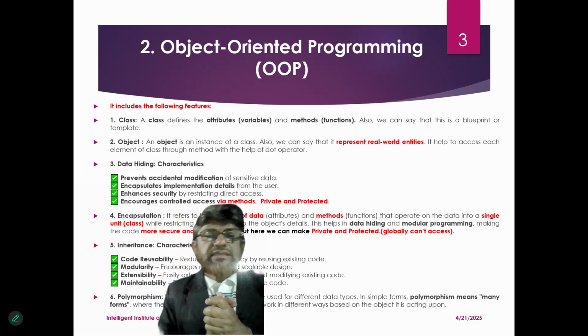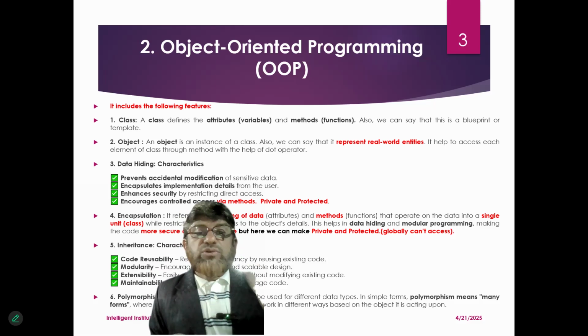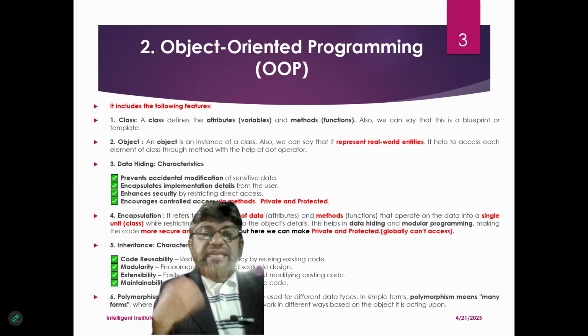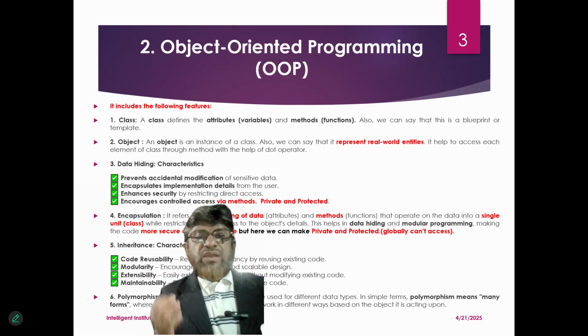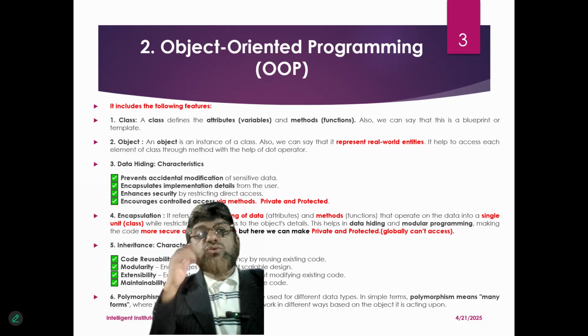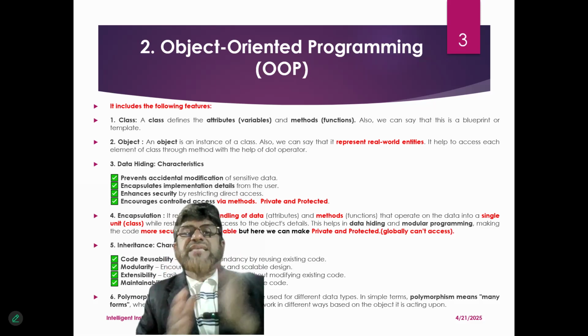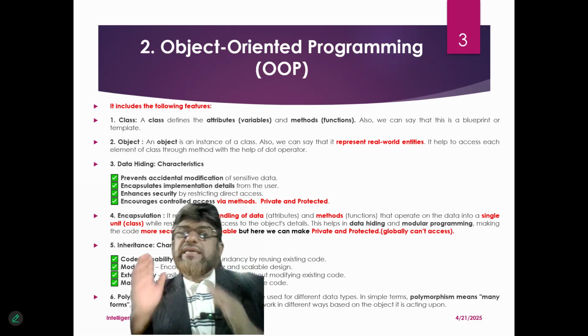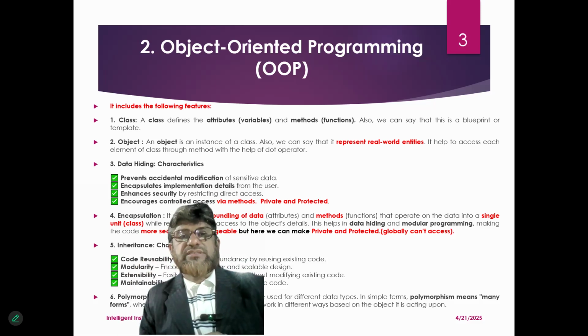The next topic is polymorphism. Polymorphism means we can create many forms, where the same function or method can work in different ways based on the object it is acting upon. For this, I can make a separate lecture in a practical way, so you can understand more in the next videos.